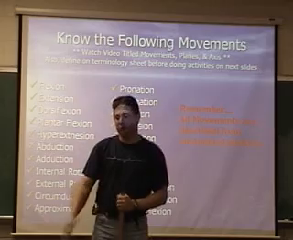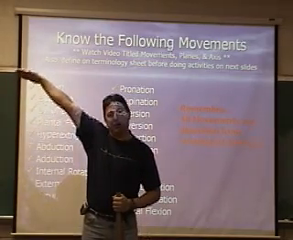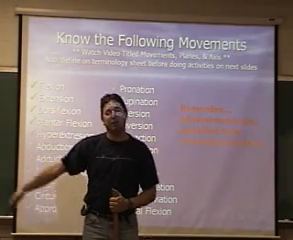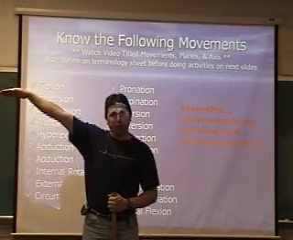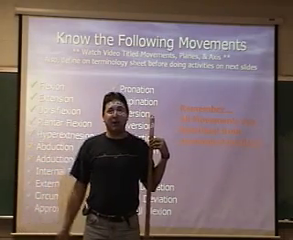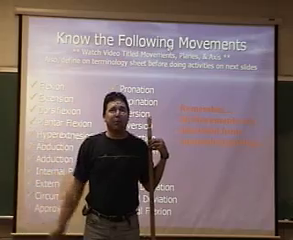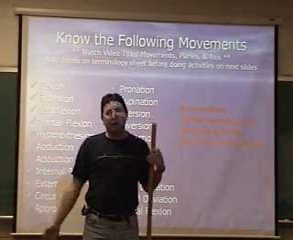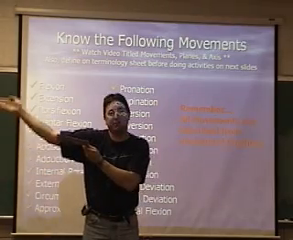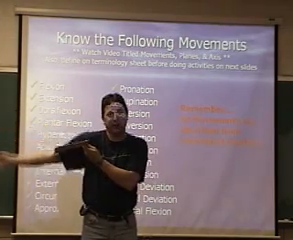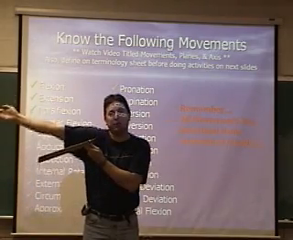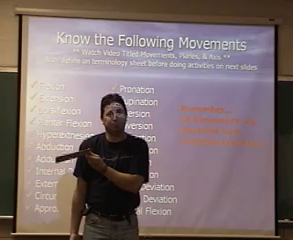So if I do shoulder abduction, it is parallel to what plane? Shoulder abduction is parallel to the frontal plane, dividing the right and left halves. So if you think of this dividing into right and left halves, it takes place in that plane. If it takes place in that plane, then it's perpendicular to what axis? The sagittal axis. So abduction and adduction take place in a frontal plane around the sagittal axis.